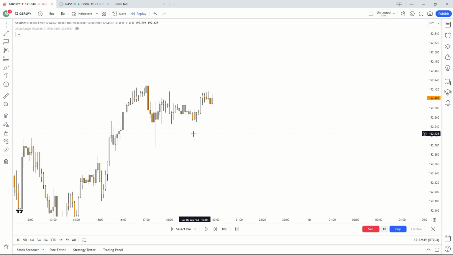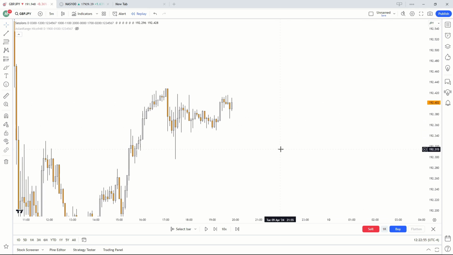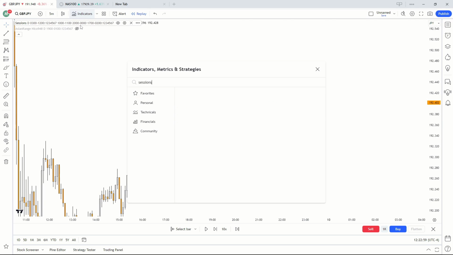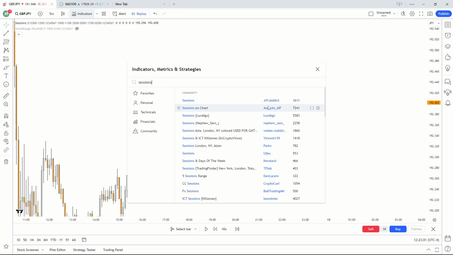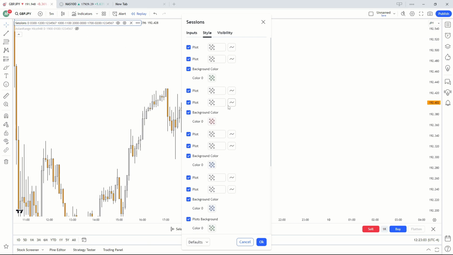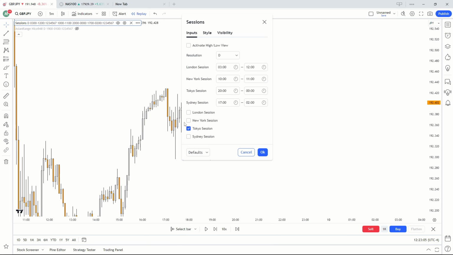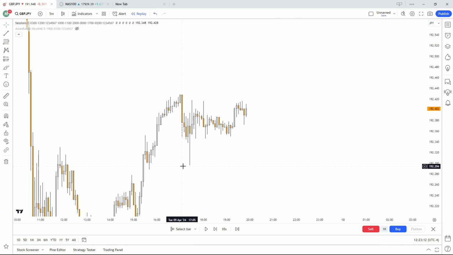Alright, I'm on GBP/JPY, which is a valid pair to trade this strategy on, as there is plenty of volatility during the Asian Killzone. So to start off, guys, you want to go get this indicator. If you type in sessions, you'll see sessions on chart by Orox_AIF. You want to come here, settings, go to inputs, untick everything else except Tokyo, and for Tokyo put in our kill zone, which is 8 PM to 12 AM. As simple as that.